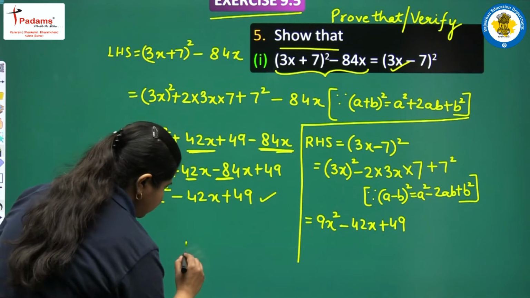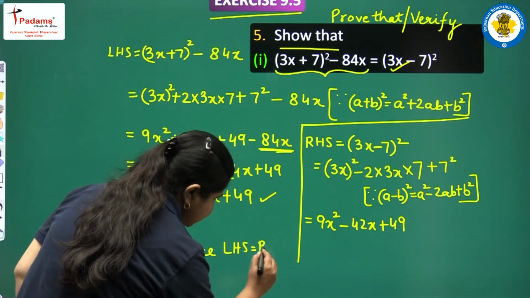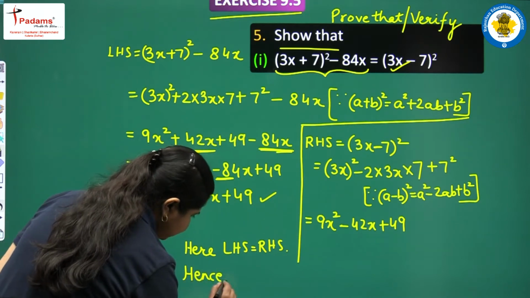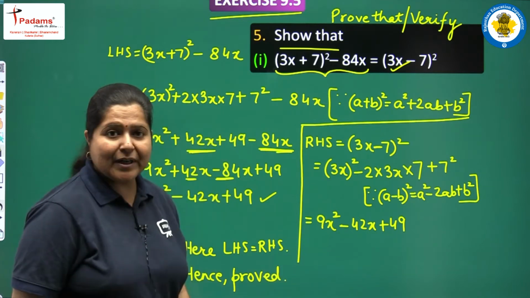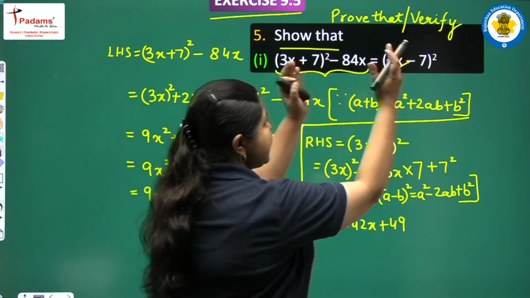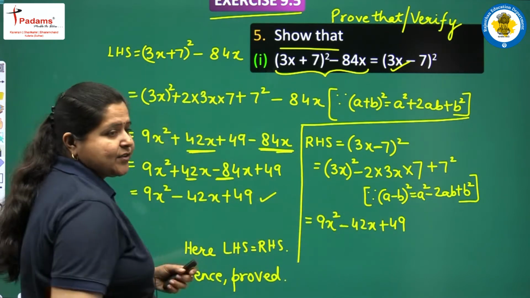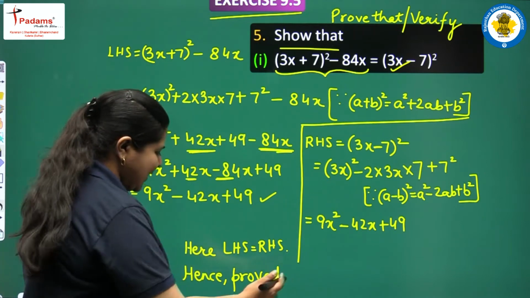We write here LHS is equal to RHS. Hence the result is proved or verified. जो हमें शो करना था वो हमने शो कर दिया है. ये एक्सप्रेशन इक्वल है. इस एक्सप्रेशन को जब हमने सिंप्लीफाई किया तो हम देख रहे हैं कि दोनों ही एक्सप्रेशंस इक्वल हैं, एंड सो LHS इज RHS एंड सो हेंस प्रूव्ड.